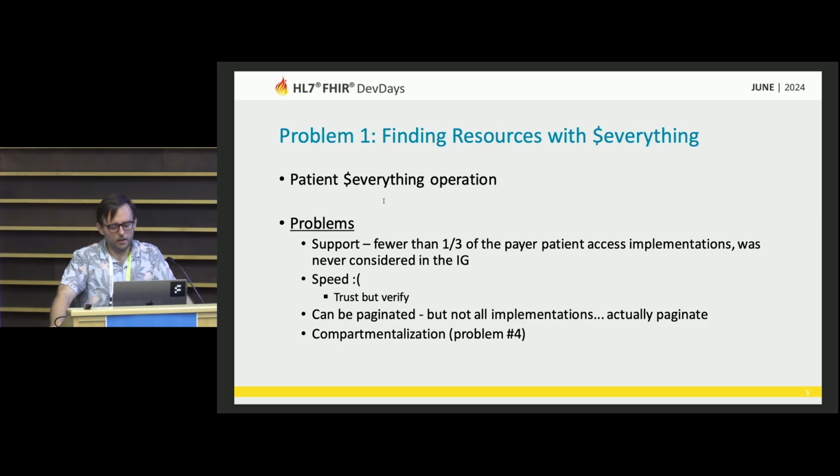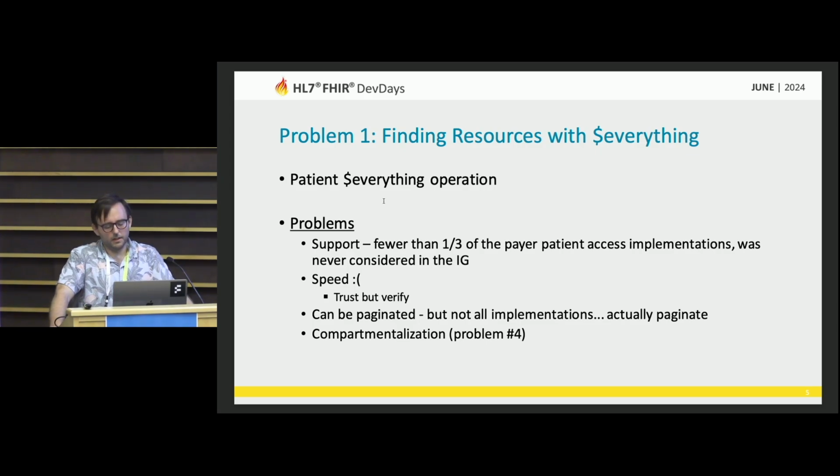This is interesting. Speed is a problem. You would think that this would be faster than individual requests, but it's not always. Some everything operation implementations are actually slower than making individual requests. So the general advice is: trust that this is a good idea, but verify that it really is.